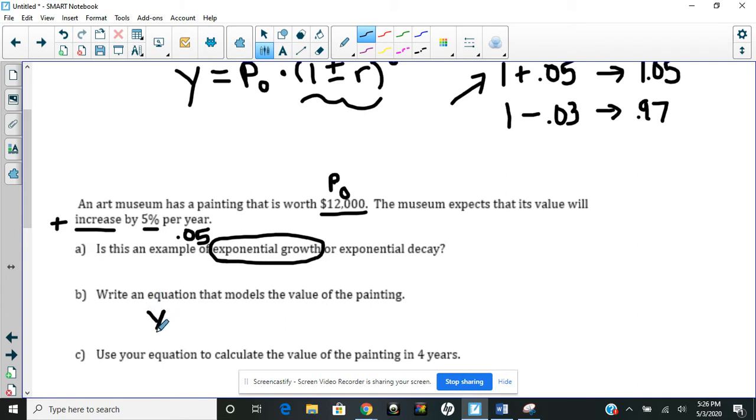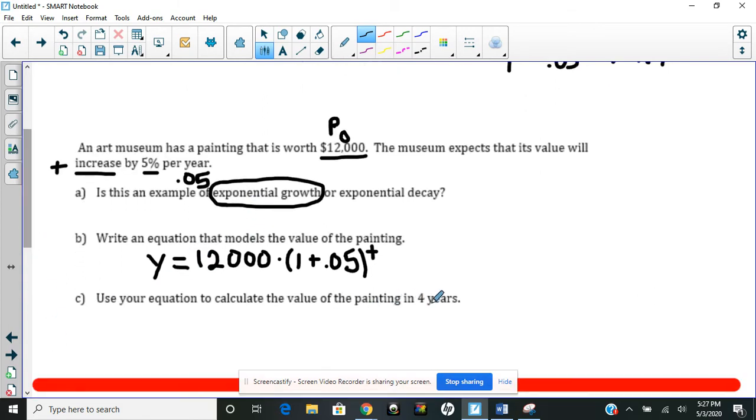So Y equals our initial amount, which was in this case 12,000, times parentheses 1 plus our R value, which is 0.05, close it to the T. So writing this function or this equation is just like writing the equation for compound interest. Now what we're going to do is we are going to find the value in 4 years. So 4 is time. I'm going to be putting that 4 where the T is.